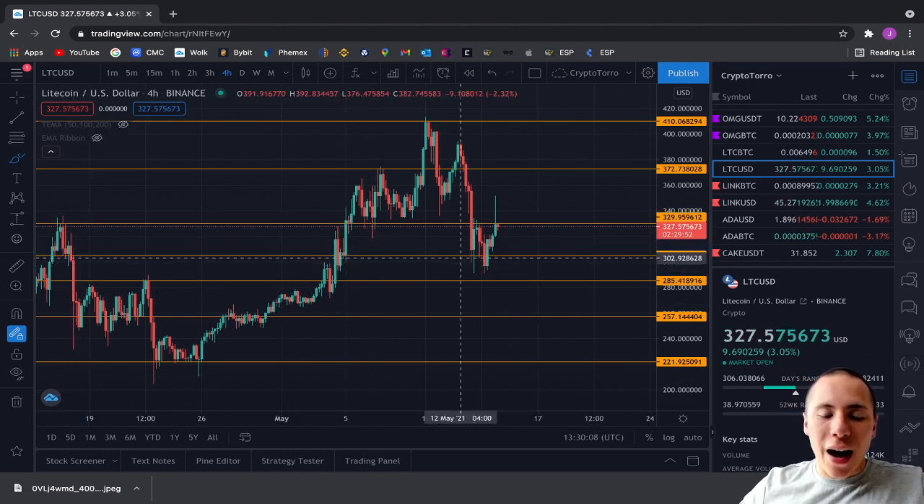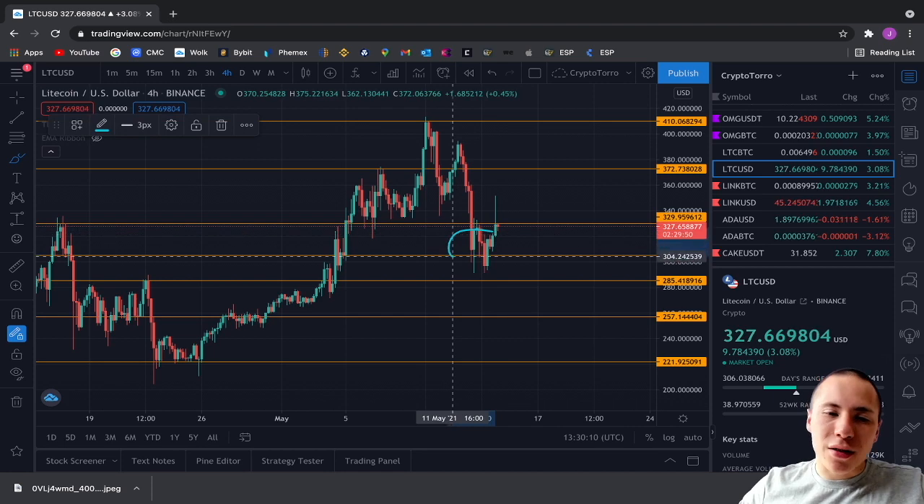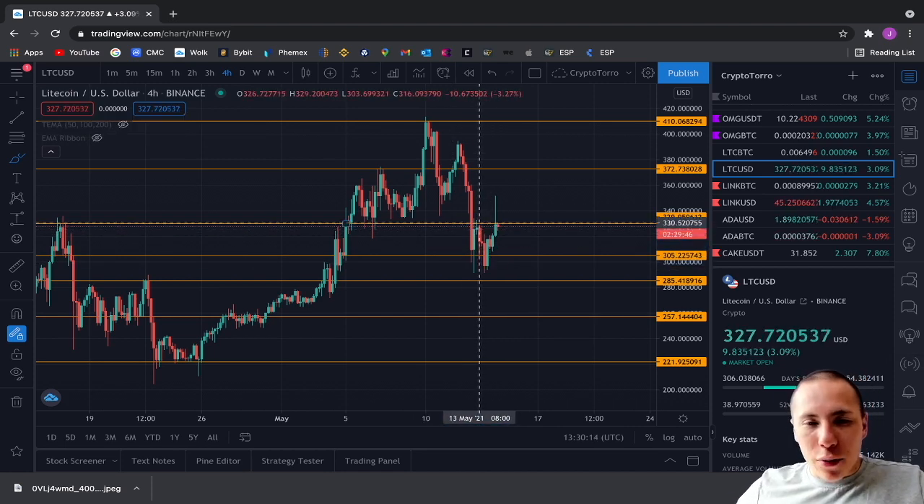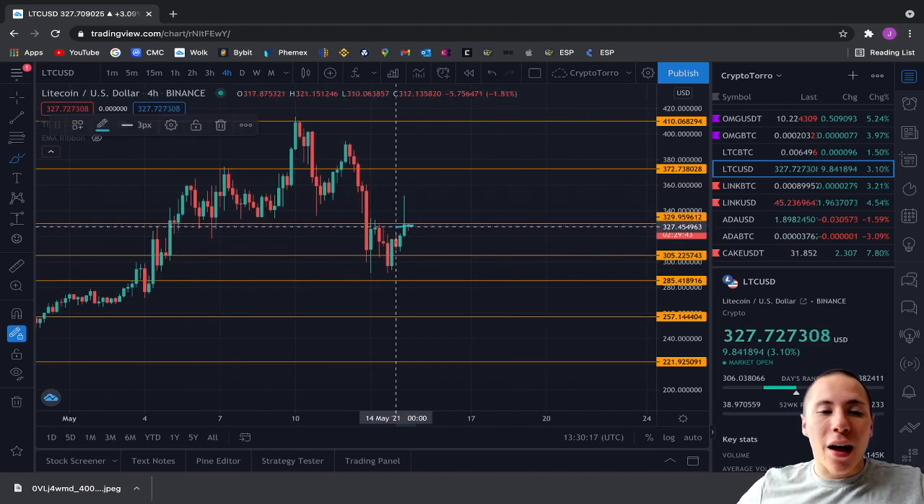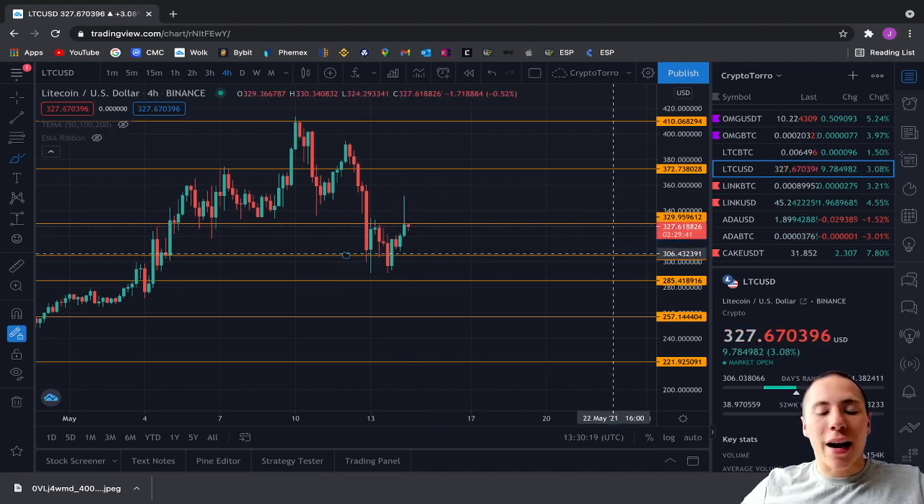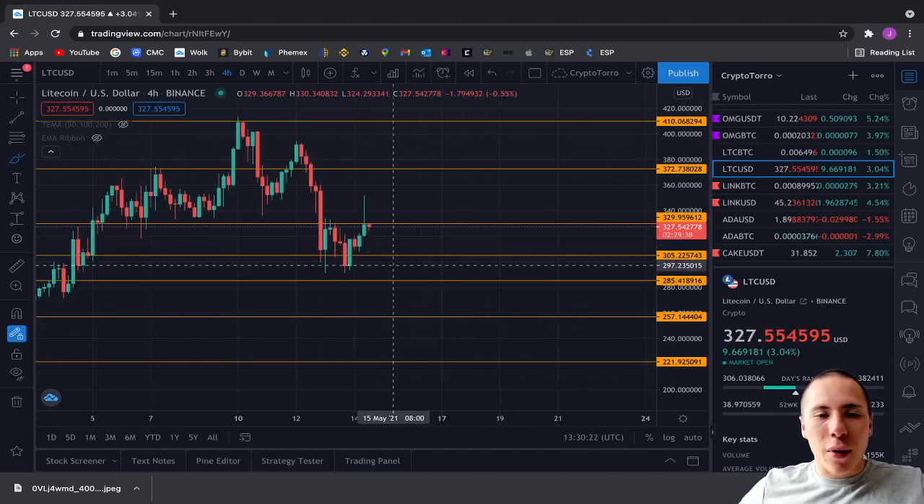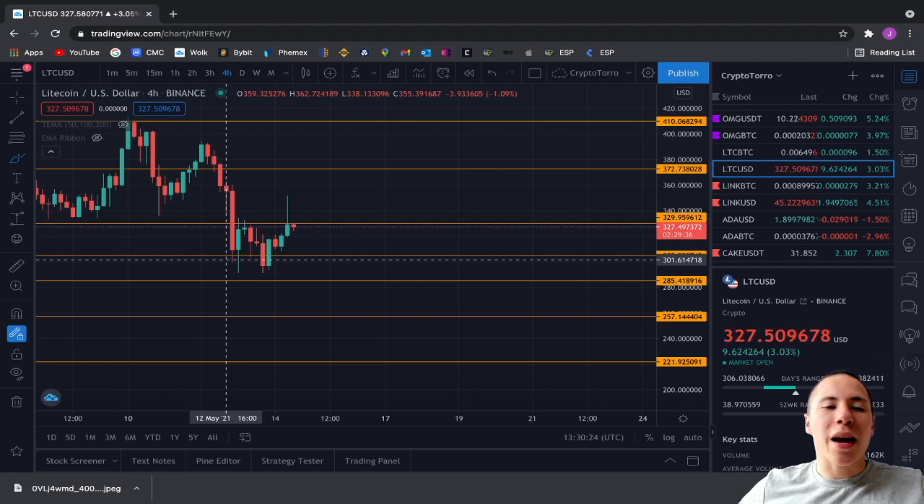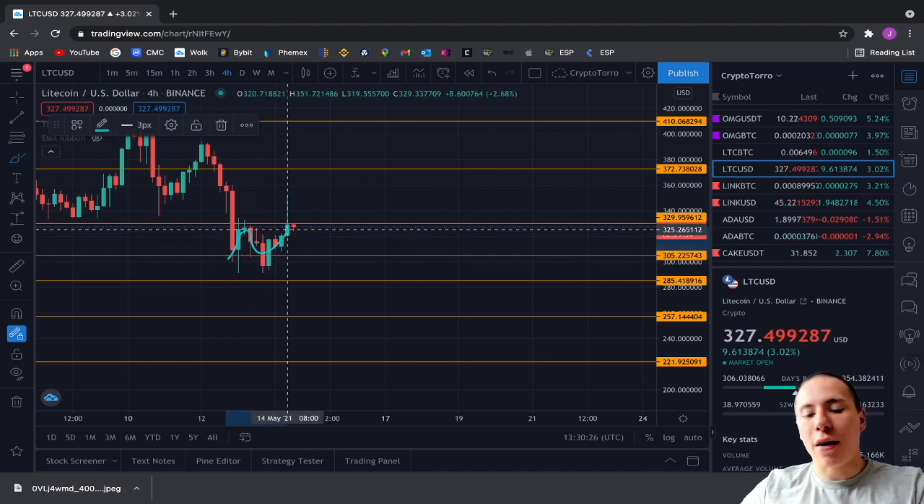So I'm thinking personally it was just a regular pullback and that we are still looking at a healthy uptrend on the Litecoin chart. And right now Litecoin has been trading in between these two levels of support and resistance.